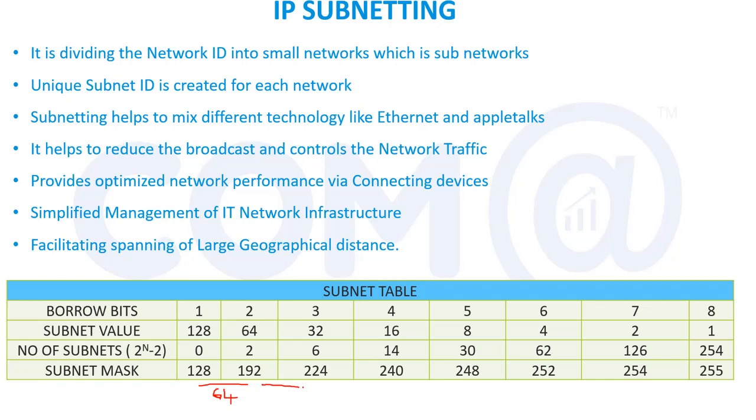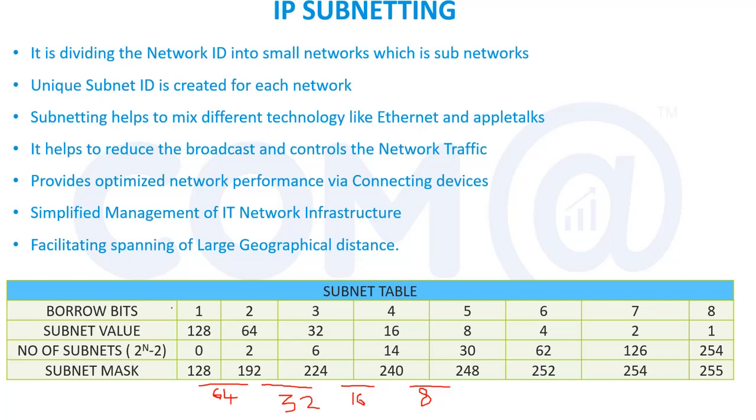Between these two, half of 64 is 32. So again, the difference is 16. 224 plus 16 is 240. And here 240 plus half of 16, which is 8. So likewise, the table goes. Forming a table is easy, but remember, depending on borrowing bits, the value will change.